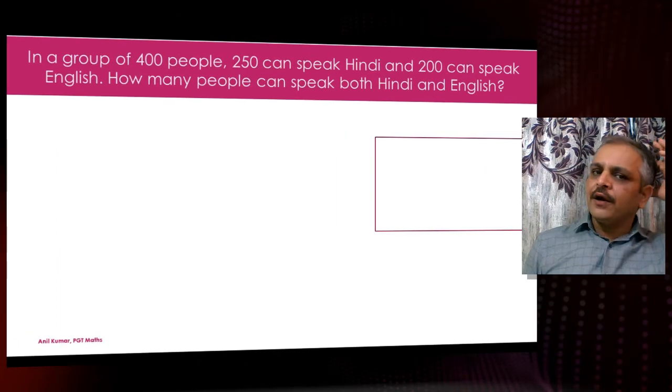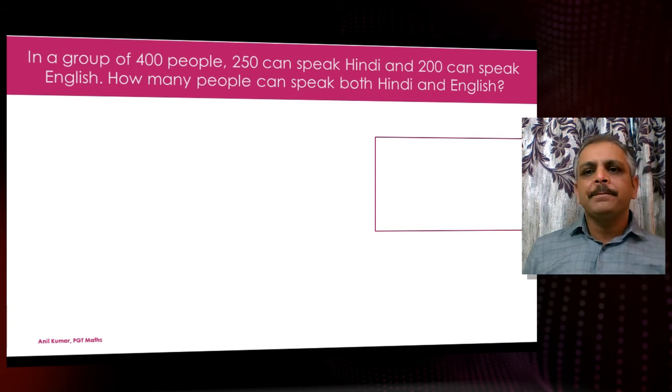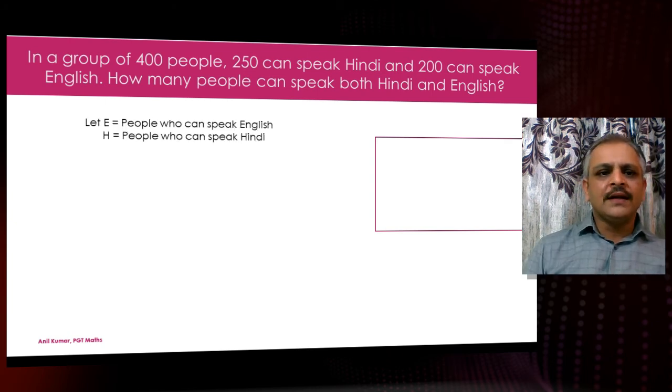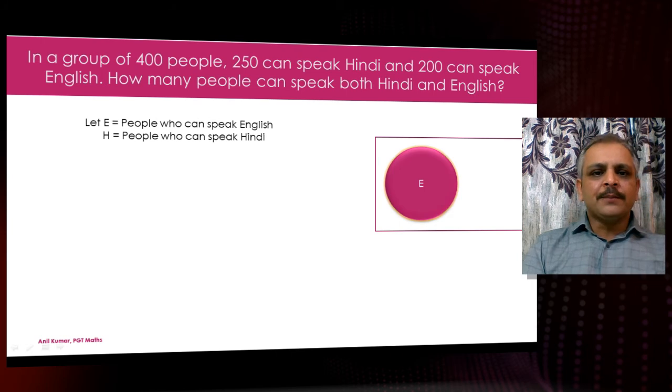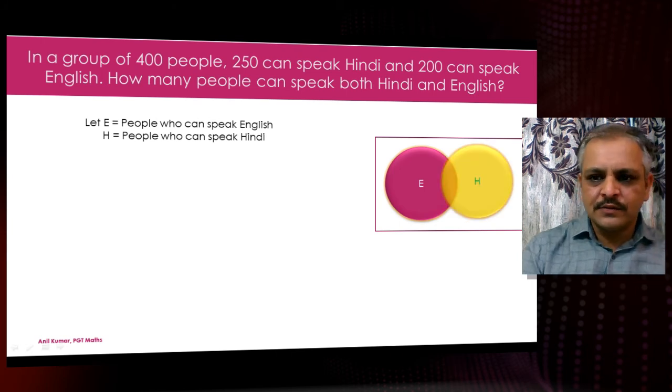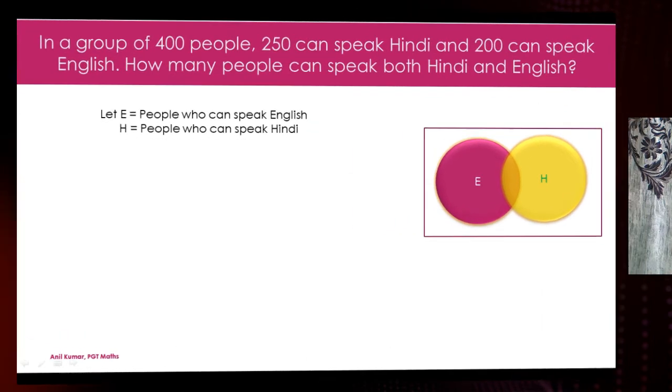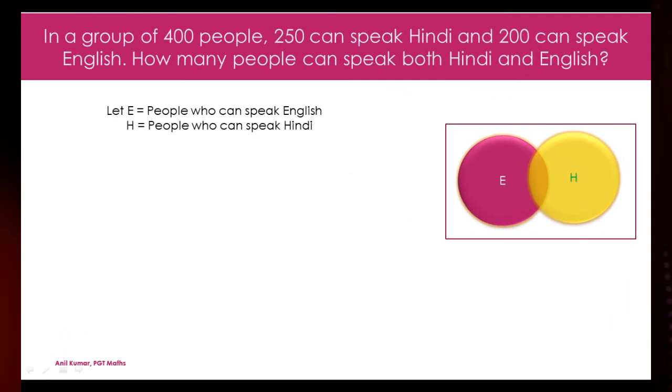Next, in a group of 400 people, 250 can speak Hindi and 200 can speak English. How many people can speak both the languages, Hindi and English? Let E stand for the people who can speak English and set H stand for the people who can speak Hindi. These are the people who can speak English, and the yellow circle represents the people who can speak Hindi. This common area is E intersection H, that means the people who can speak both the languages.